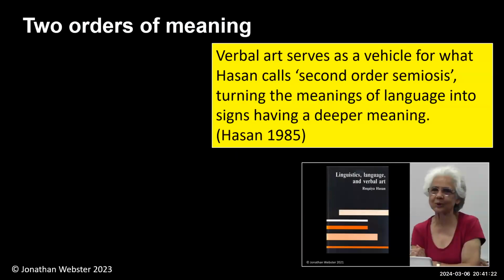Verbal art, she says, serves as a vehicle for what she calls second order semiosis. What's semiosis? Semiosis is a more complicated way of saying making meaning. A vehicle for making second order meaning. In other words, not the literal, the metaphoric. Turning the meanings of language into signs having a deeper meaning. Where does the deeper meaning come from?